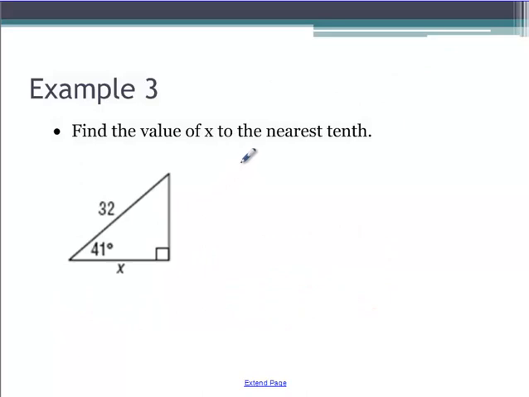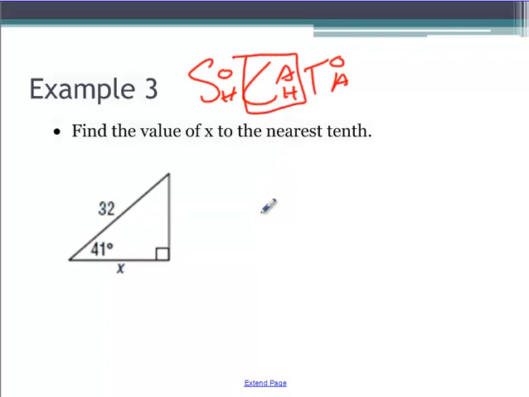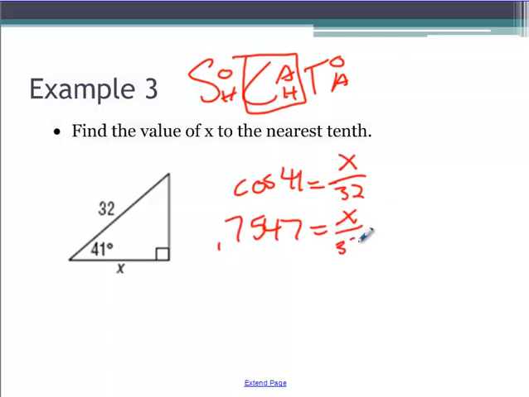So let's go ahead and set up an equation now. If you remember from the previous video, we had SOHCAHTOA, and that was sine, cosine, and tangent. O was opposite, A was adjacent, H was hypotenuse. So 41 is touching x and 32. That means we're using cosine. So the cosine of 41 equals adjacent over hypotenuse. And the cosine of 41 is 0.7547, and it keeps going on forever, x over 32.